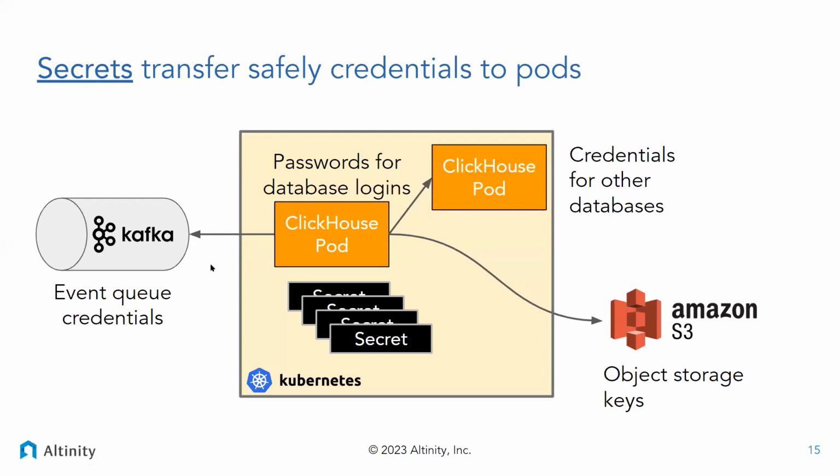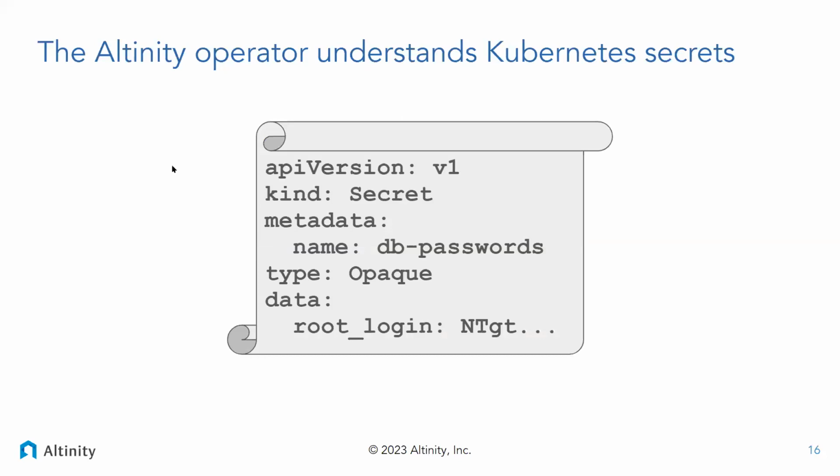Okay, great. So Kubernetes has a very well-defined feature called secrets, and they are used to solve exactly this problem of passing credentials safely into pods. We can use these in the ClickHouse operator. So here's an example of a secret. It's a kind of resource in Kubernetes, and it's super easy to create. They're one of the simplest ones.